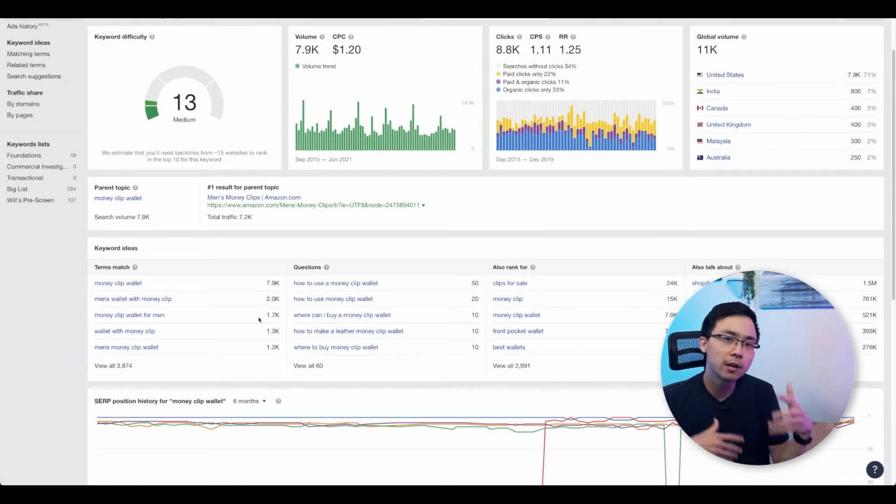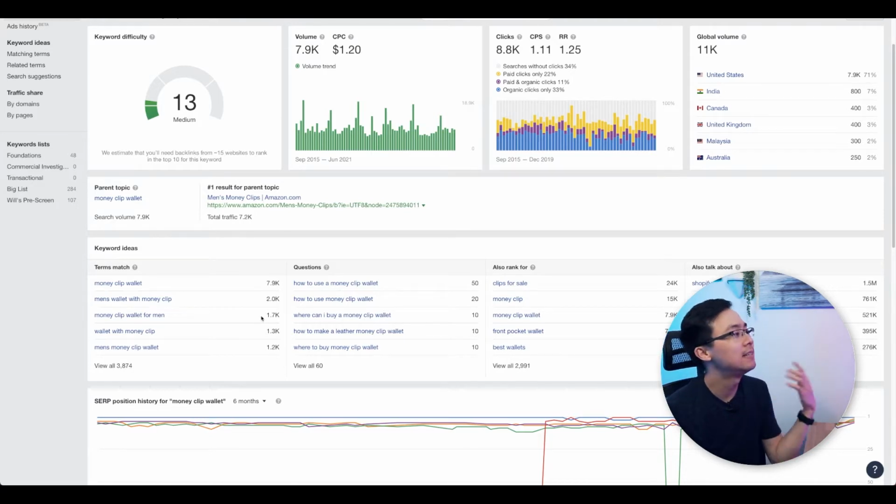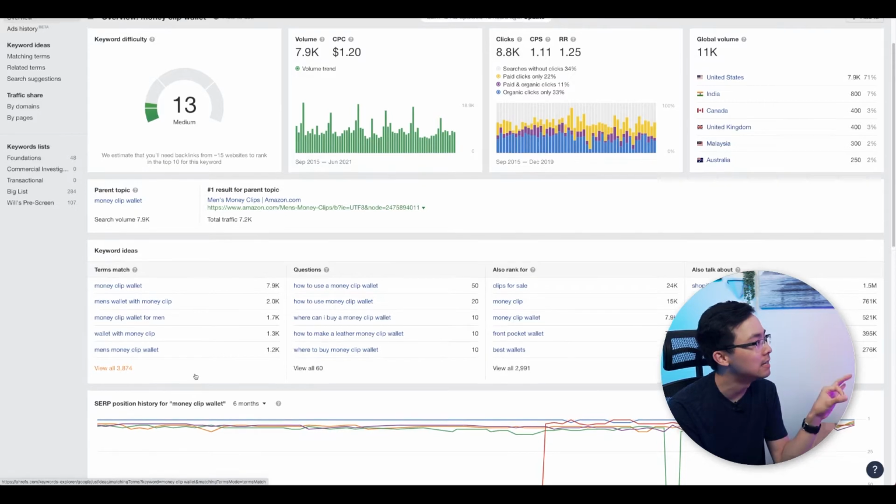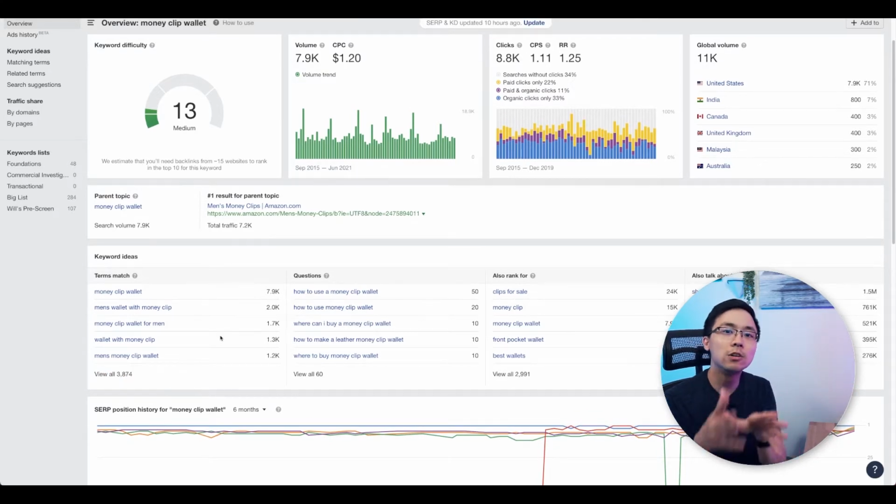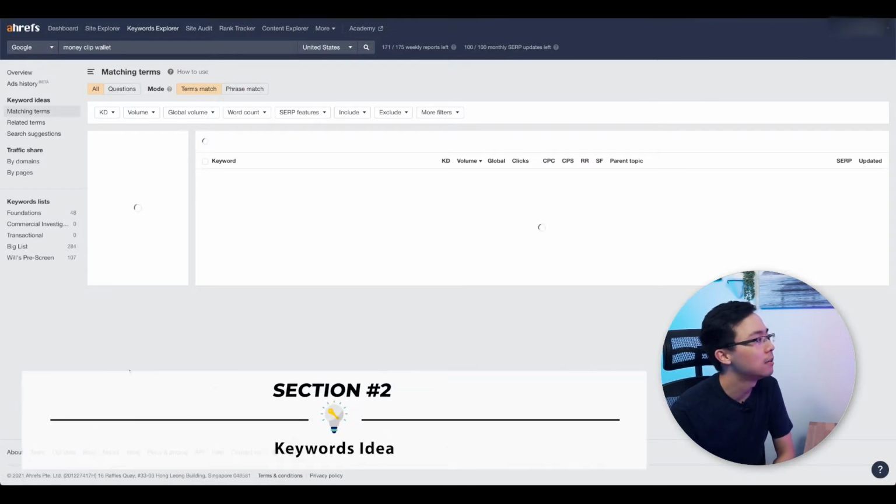So whenever you're starting out in your keyword research, I always recommend just searching a few phrases right out of the gate. That way you can get a high level overview of what's going on in the particular topic that you're interested in. And then from there, you can dig more deeply into the keyword ideas. So let's go ahead and take a look at the keyword ideas section. This is really helpful. And what you can do is you can click view all.